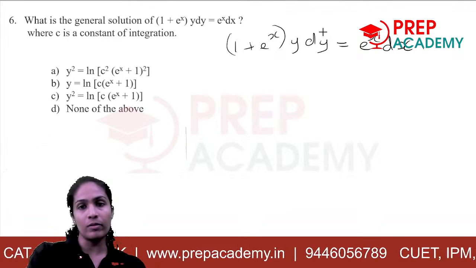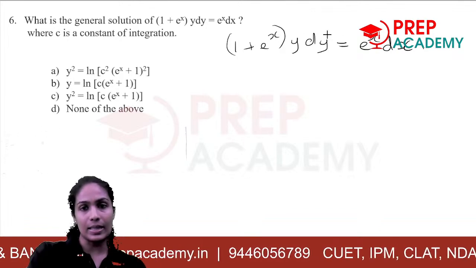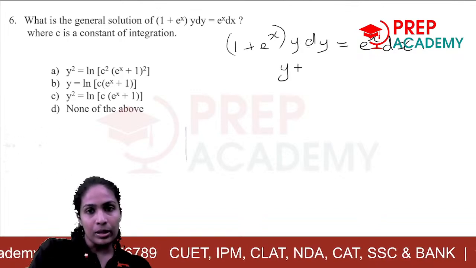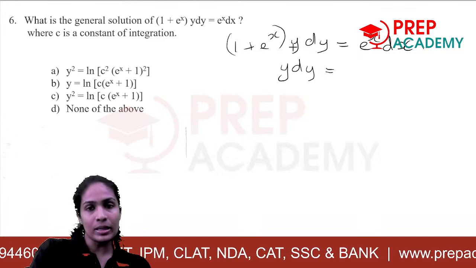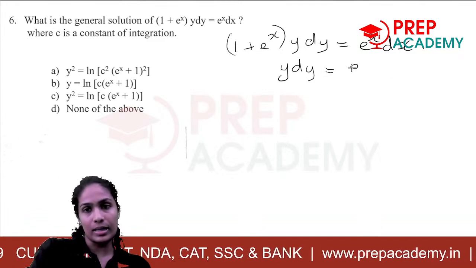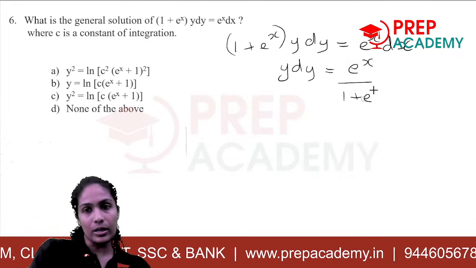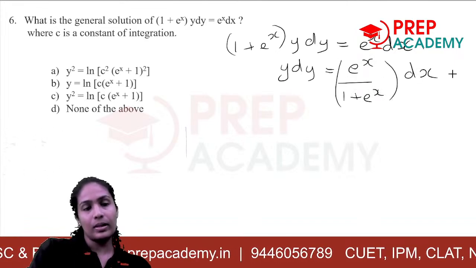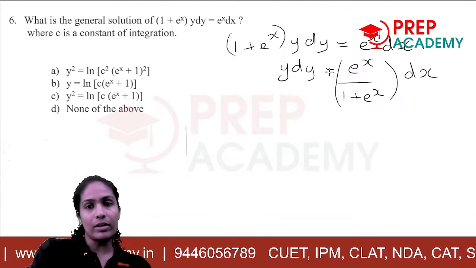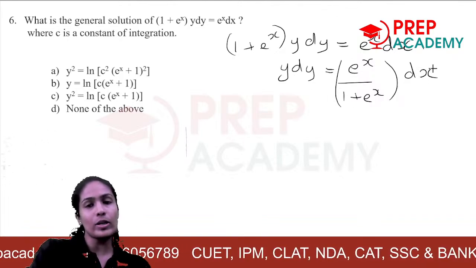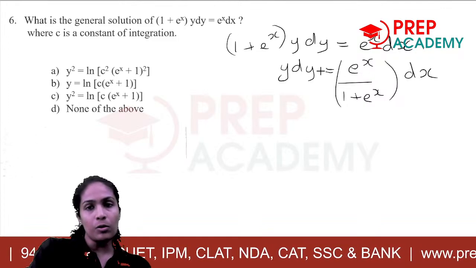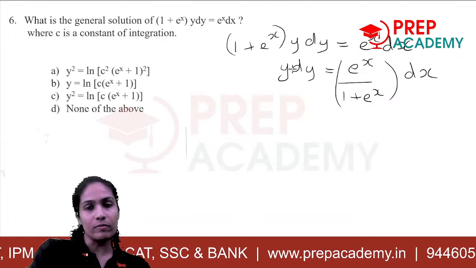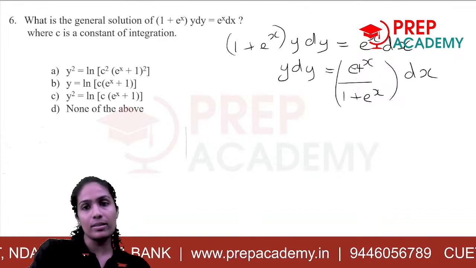That is, you have to check whether we can separate the variables x and y on both the sides. So here, you can keep y dy here and bring this (1 plus e raised to x) to the RHS. That is, y dy is equal to e raised to x by (1 plus e raised to x) dx. So now you can see that the equation is in variable separable form. y is with dy and the function of x is with dx.